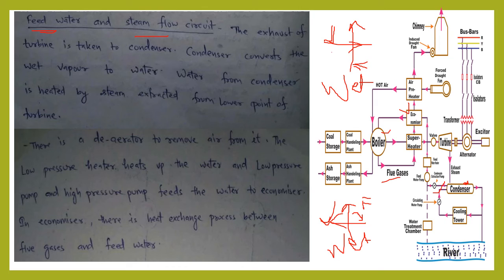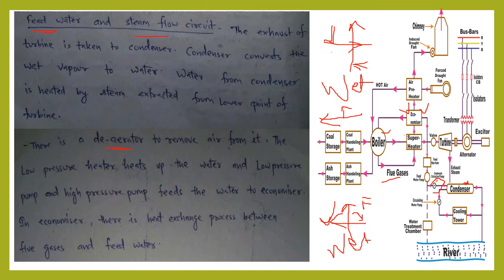Now there is a checking valve known as deaerator which will confirm there is no air in water, and after passing through deaerator there is a pump which directly pumps the water to economizer, and in economizer we have water interacting with hot flue gases so that the temperature of water is increased. Now finally from economizer boiler gets supplied with water. Now the flow of steam. Steam, as we know, boiler produces the steam.